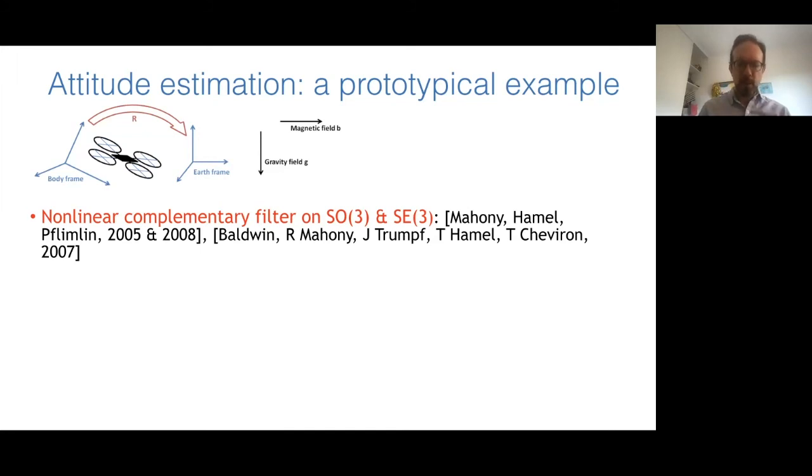It was a very important problem when small aerial vehicles appeared in the mid 2000s, because of course to control a drone, you need to be able to stabilize its attitude, its orientation. So those observers on Lie groups were an enabling technology at the beginning of small aerial vehicles, and especially the nonlinear complementary filter.